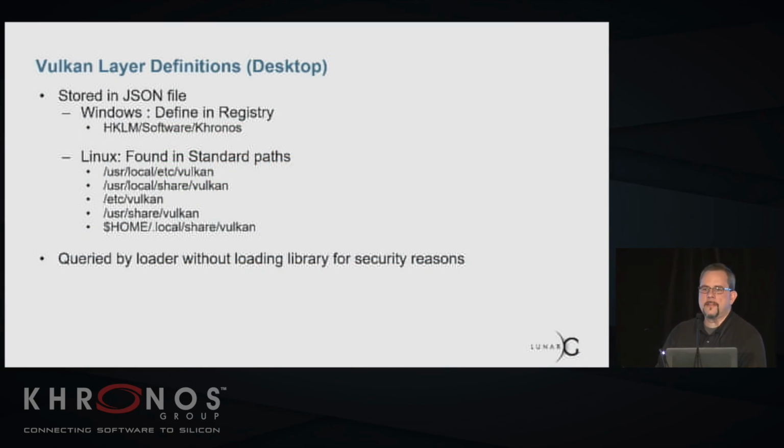Just like the ICD files, the information for layers on desktop is actually stored in JSON manifest files. Those files can be found in the given locations. What's nice about using the manifest files from the loader standpoint is we don't actually have to touch a library until you tell us to. And that's for security reasons. We can read the manifest file, pass along the information to you, and if you don't want to load the layer, you don't have to.